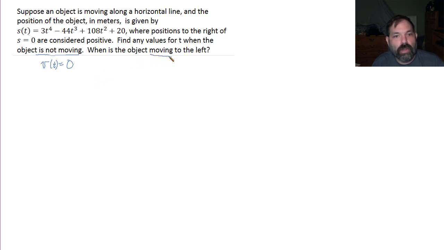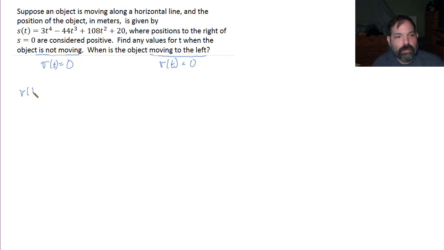When is the object moving to the left? If we're taking the right to be the positive direction, then when it's moving to the left, that means the velocity is negative. This is effectively the same problem as the one we saw at the end of the first video for this topic. It's just written a little differently. It's in the position context rather than is the function increasing or decreasing. That's all. Let's calculate the derivative.